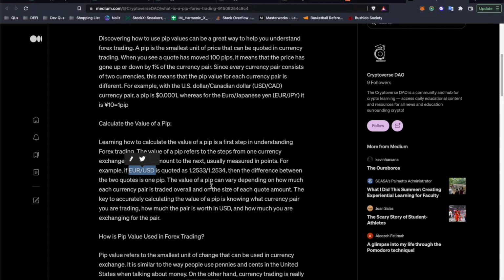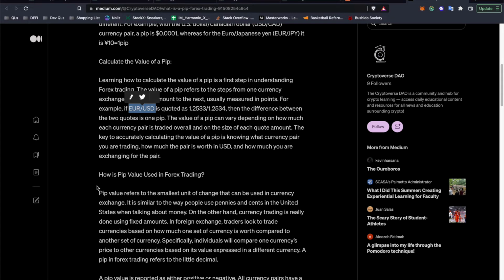But then what's the actual utility? How do you actually use it, right? A pip value refers to the smallest unit of change that can be used in currency exchanges, right? In a currency exchange, not in exchanges, excuse me. It is similar to the way people use pennies and cents in the United States when talking about money.